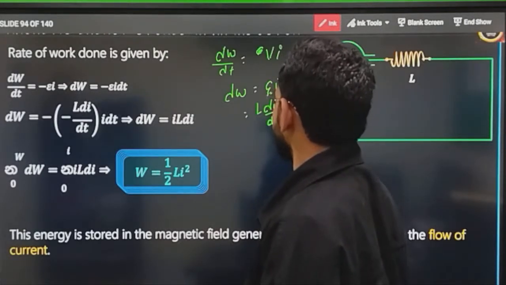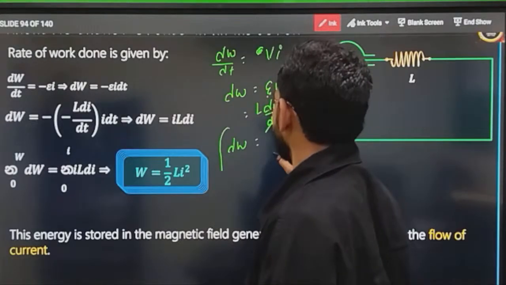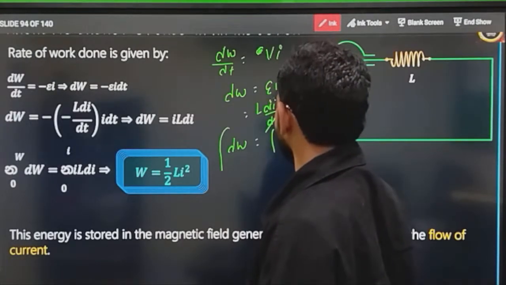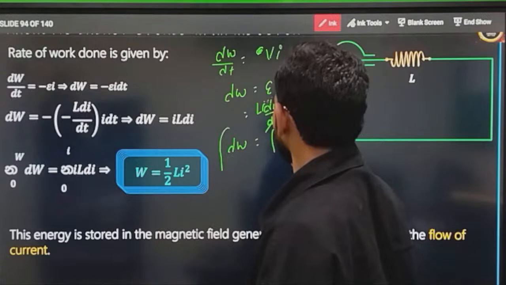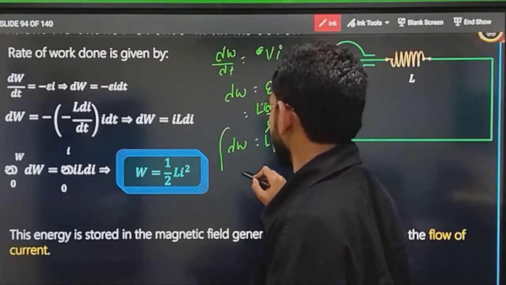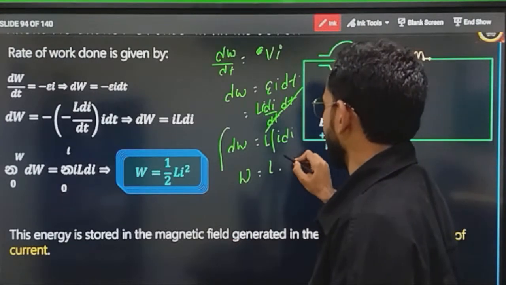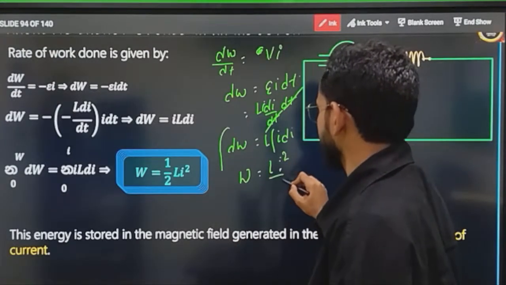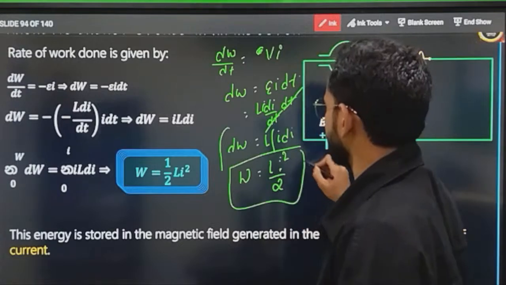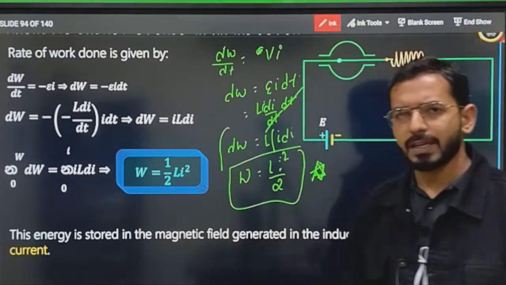into dt, correct? So dt will get cancelled. Integrating dW, on the other side L is there, I di integration. That means the integration is going to give you the work done. Work done is equal to what? L I square by 2. That will become a very good formula that you can remember. Work done is equal to half L I square.